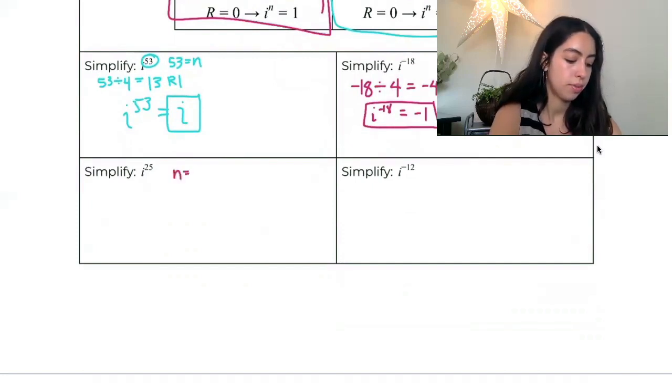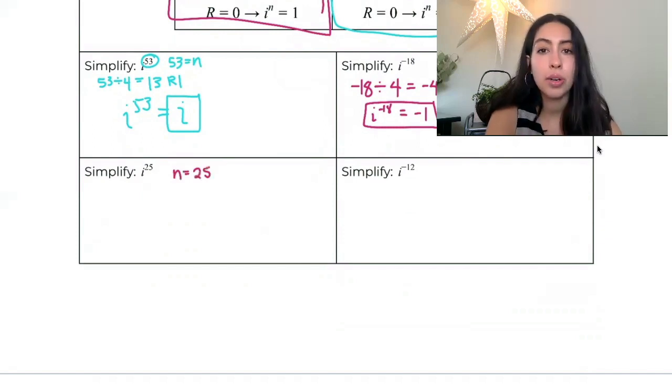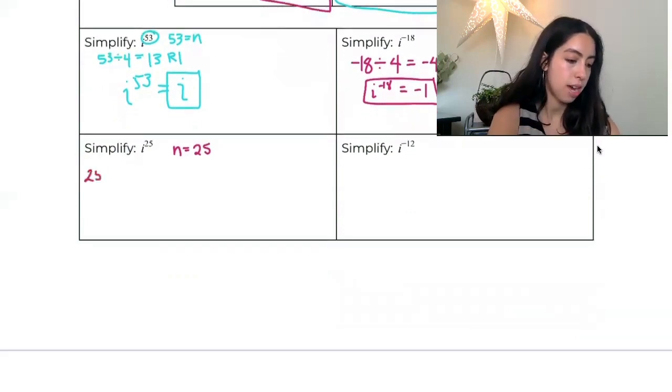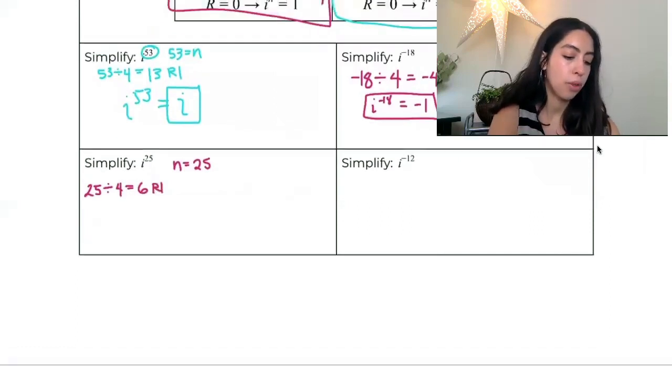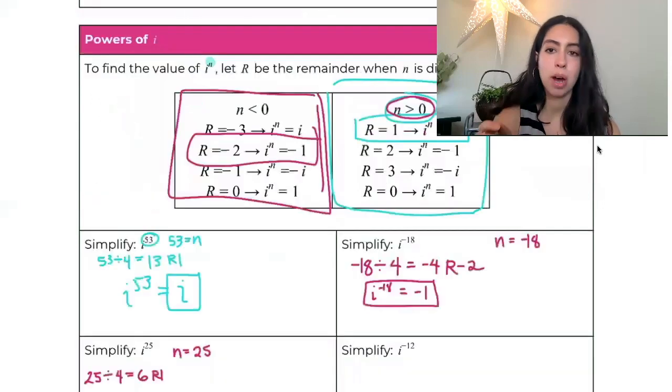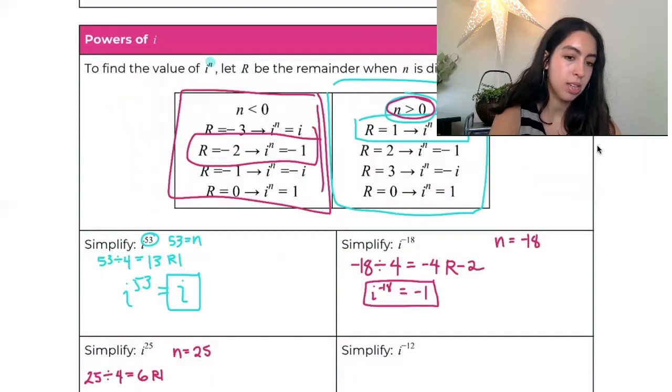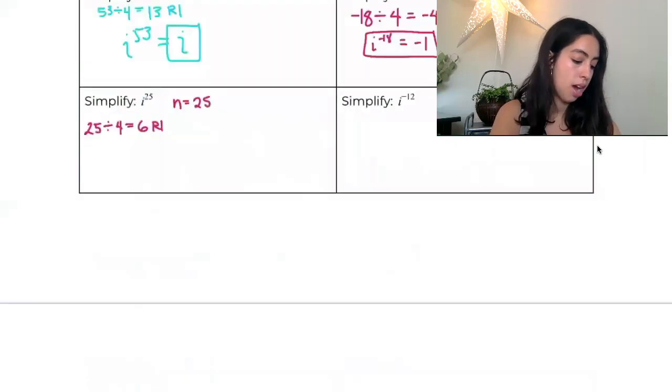So in this case, our n is equal to 25. 25 divided by 4 is going to give me 6 with a remainder of 1. I know that my n is positive, so I'm over on the right-hand side here where n is positive. And my remainder is, what did we say? 1. So my answer is going to be i. i to the 25th is equal to i.